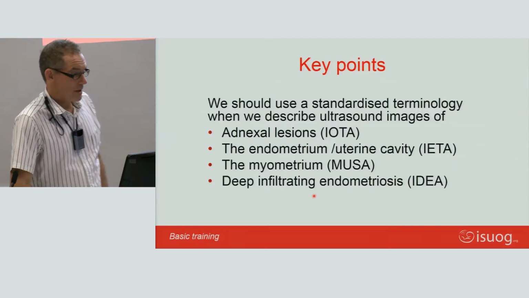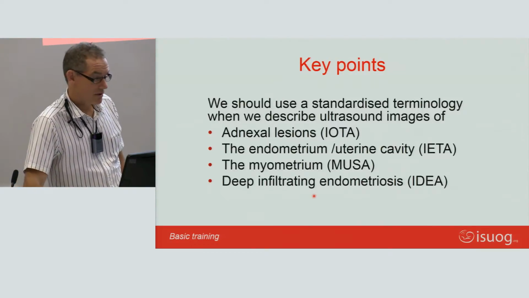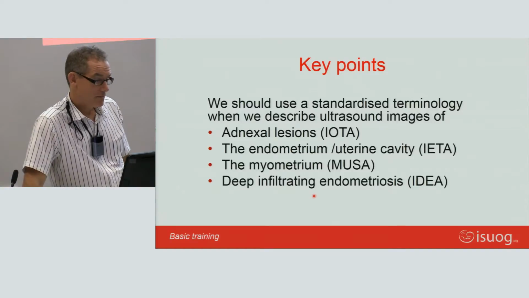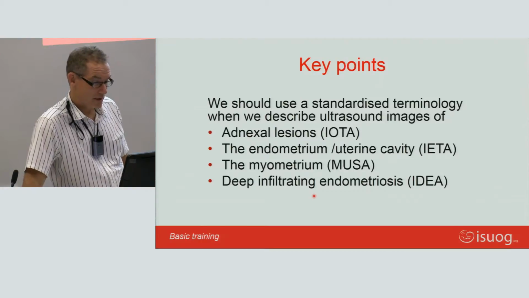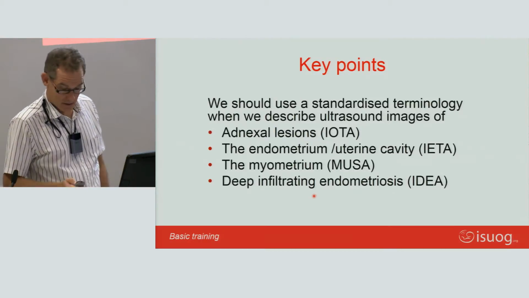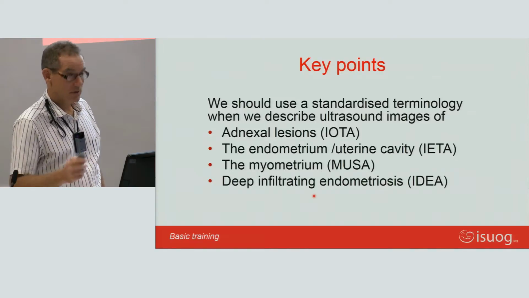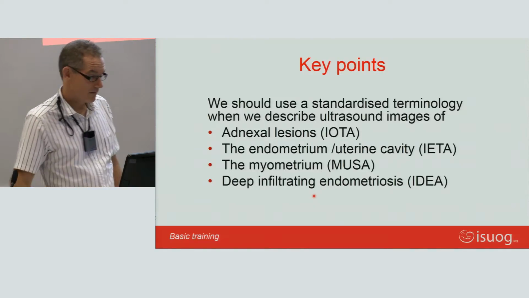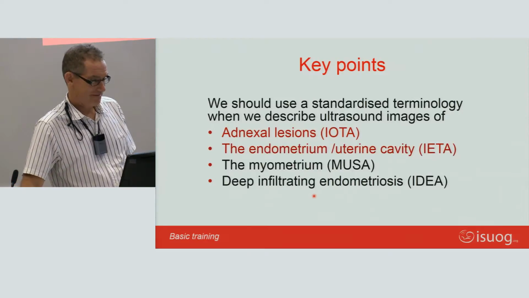Okay, so key points. We should be using standardized terminology to describe ultrasound images. I've mentioned those papers, but there they are. So it's adnexal lesions, it's the IOTA consensus statement. The endometrium and uterine cavity is IETA. The myometrium is the MUSA, and the deep infiltrating endometriosis is the IDEA. So those of you going to RCOG Congress, I'll be talking about the 4th one on Tuesday afternoon.